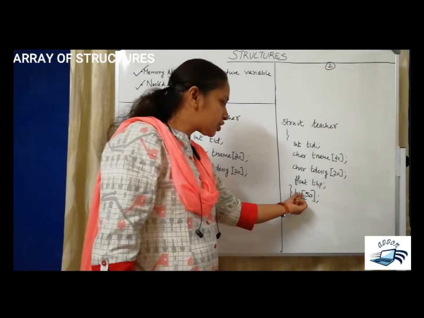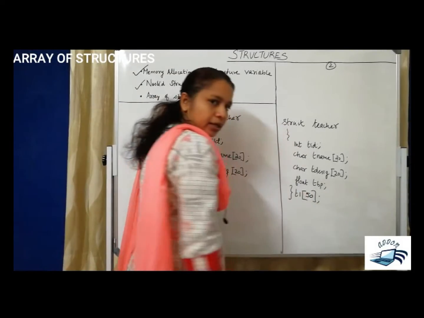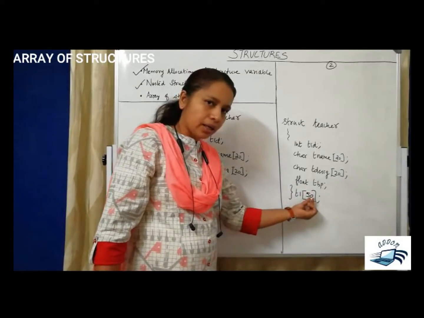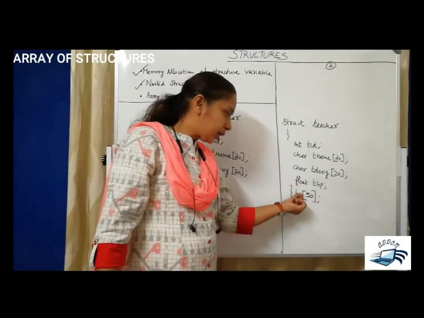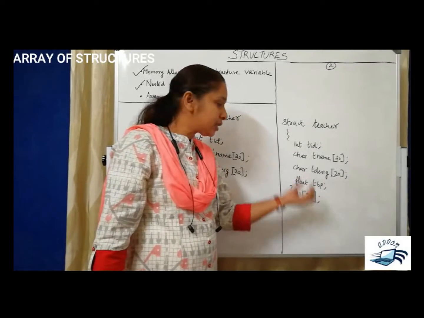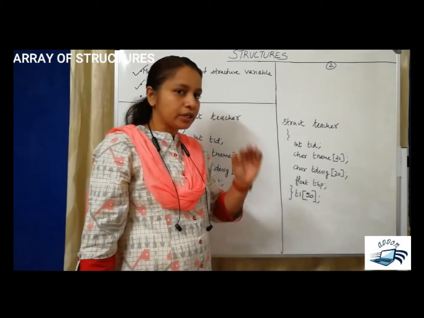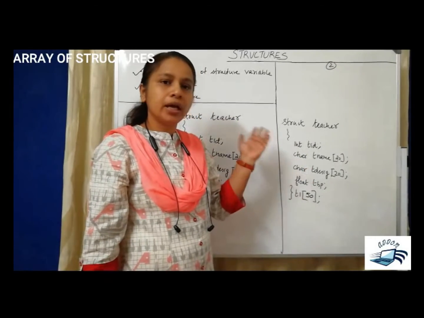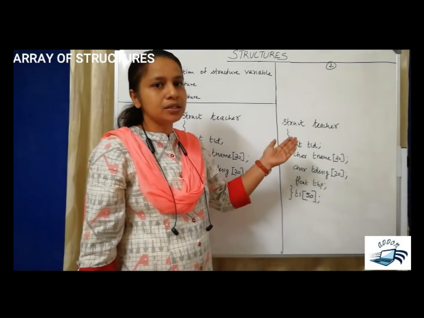Here, instead of giving T1, T2, T3, I have given T1 of 50. That means the structure variable T1 is treated as an array, and the single variable T1 can contain 50 locations. That means each location can store the details of one teacher. The first location can store the details of the first teacher, the second location the details of the second teacher, and it goes on. The last location can be used to store the details of the last teacher.